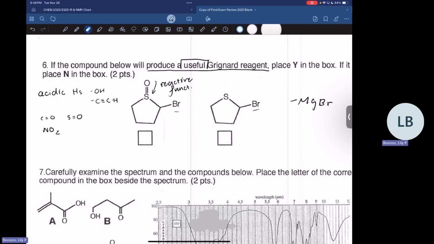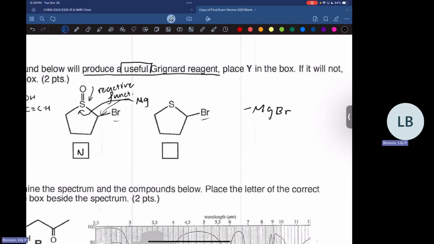So this one is not going to produce a useful Grignard reagent because the magnesium could maybe form some Grignard, but probably a lot of it would go and actually react with that S double bond O, and so that would kind of ruin the reaction that we want to do. So the group on the left is going to be a no.